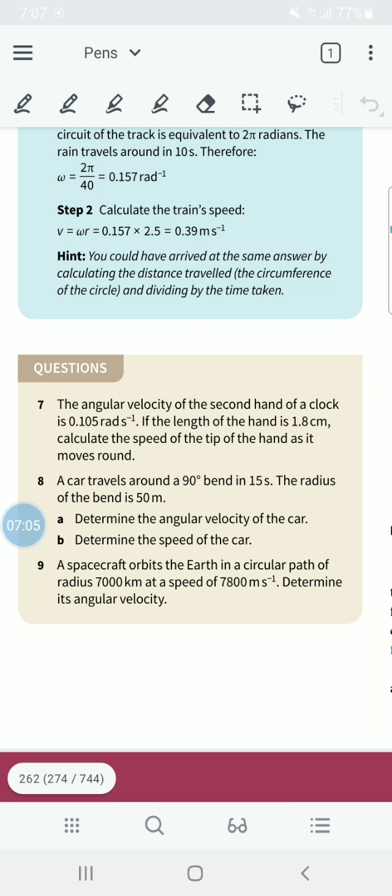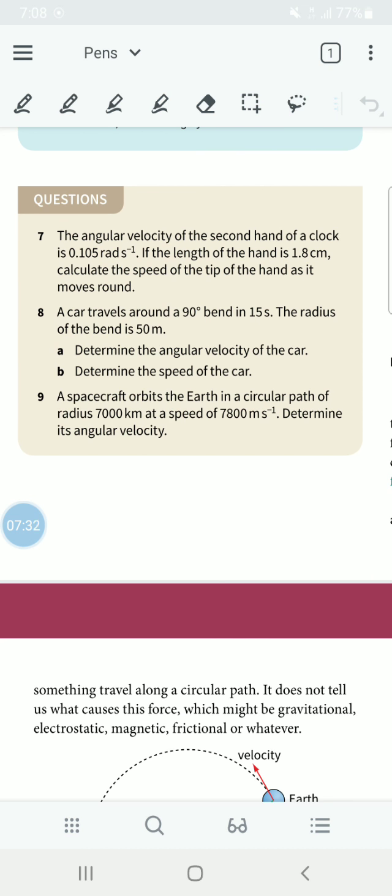Let's go for question number 9. A spacecraft orbits the Earth in a circular path of radius 7,000 kilometers at a speed of 7,800 meters per second. Now they have given the speed and the radius, and they are asking for the angular velocity. Determine the angular velocity. That is quite easy once again. Only thing is you have to be cautious about what details they have given, and use them appropriately.